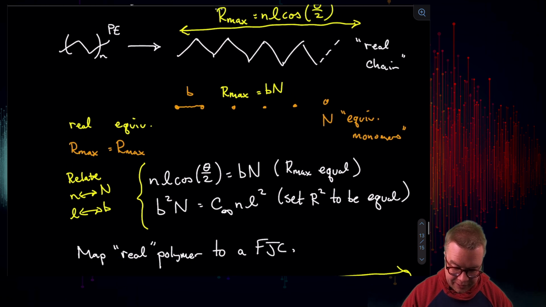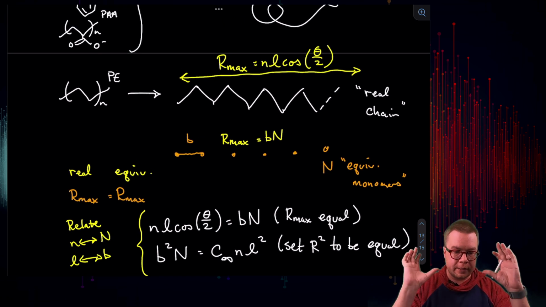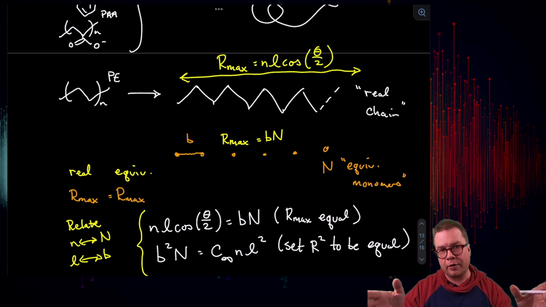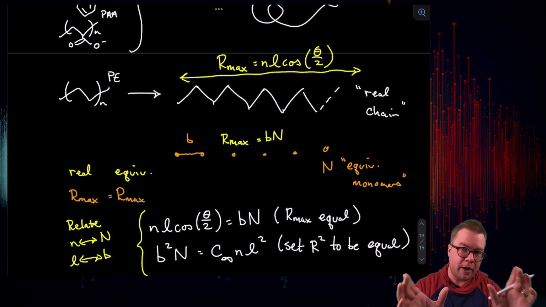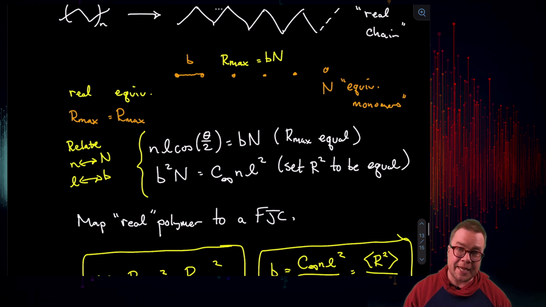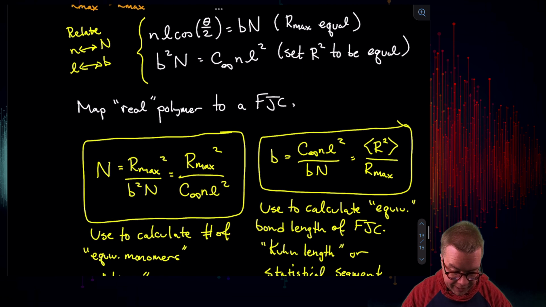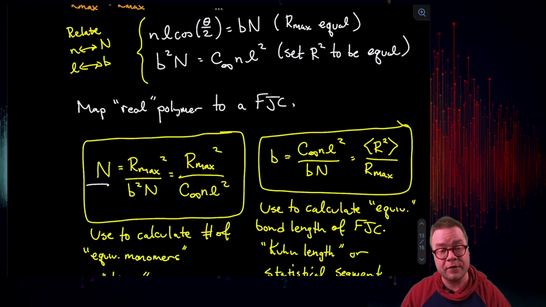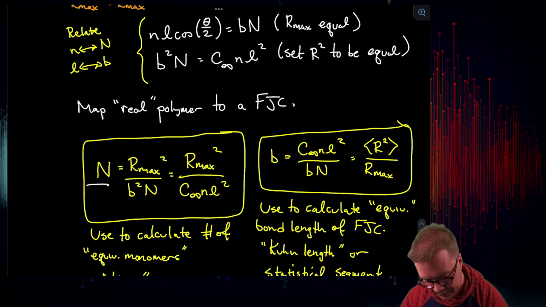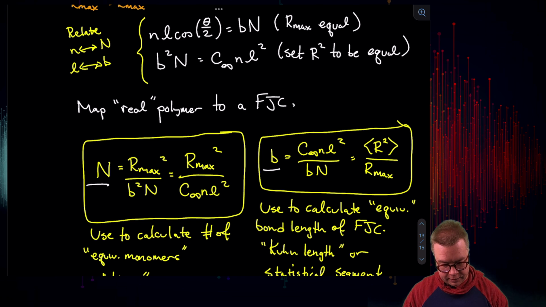And by setting these values equal to each other, so for example, by setting the maximum chain length R max between the two models equal to each other, and by setting the mean squared end-to-end distance between the two models equal to each other, we can calculate what the effective number of monomers in a freely jointed chain is, and what the effective bond length is in a freely jointed chain for that particular polymer. And so we use this all of the time.